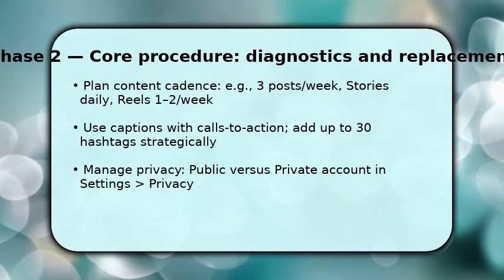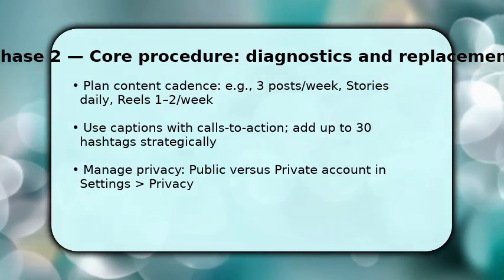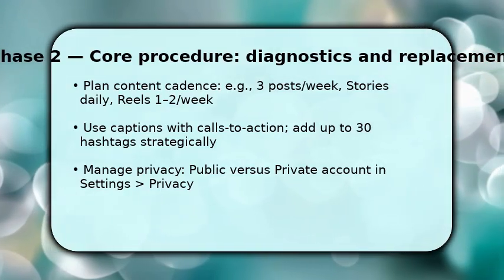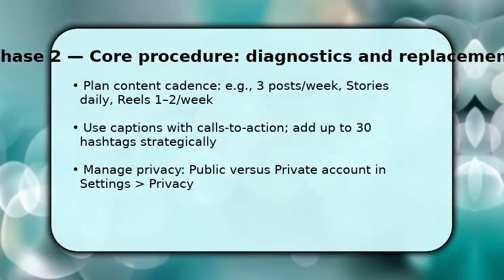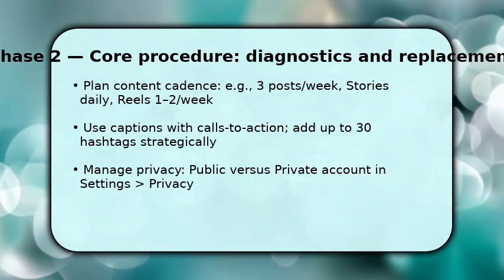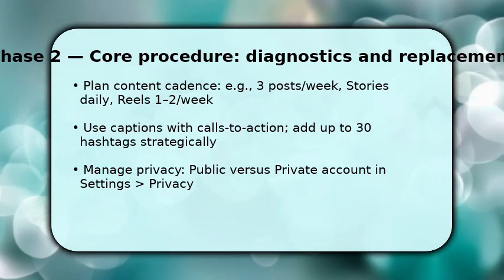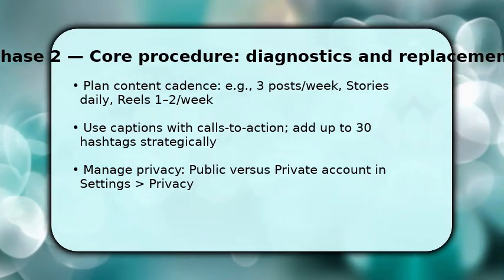You should now focus on creating and scheduling content deliberately. Plan a cadence, 3 posts per week, daily stories, and 1 or 2 reels to build engagement. When composing a post, explain why it matters, include a call to action, and add targeted hashtags without spamming.